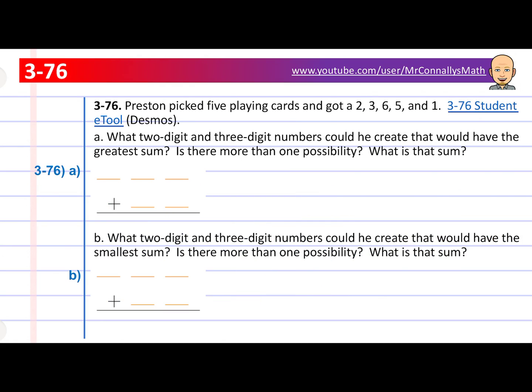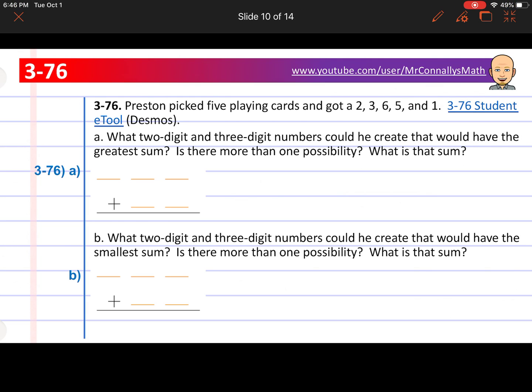76. Preston picked 5 playing cards and got 2, 3, 6, 5, and 1. We can use the student e-tool if we need to. What 2-digit and 3-digit number could he create that would have the greatest sum? Is there more than one possibility? This is one you guys are going to have to work together.